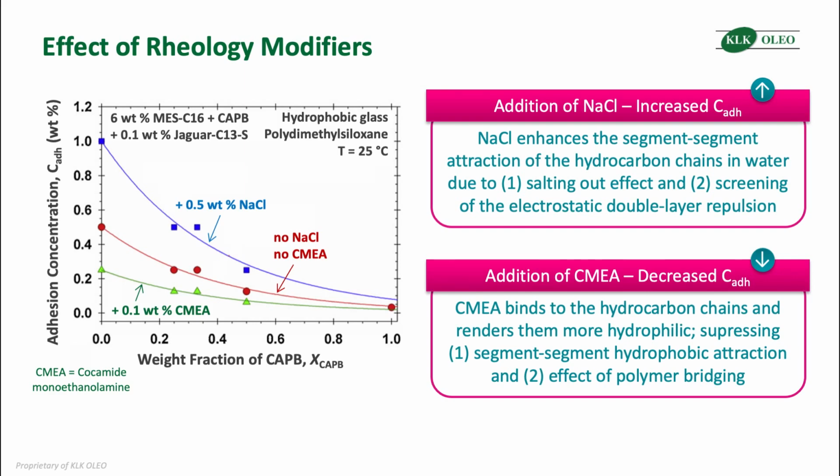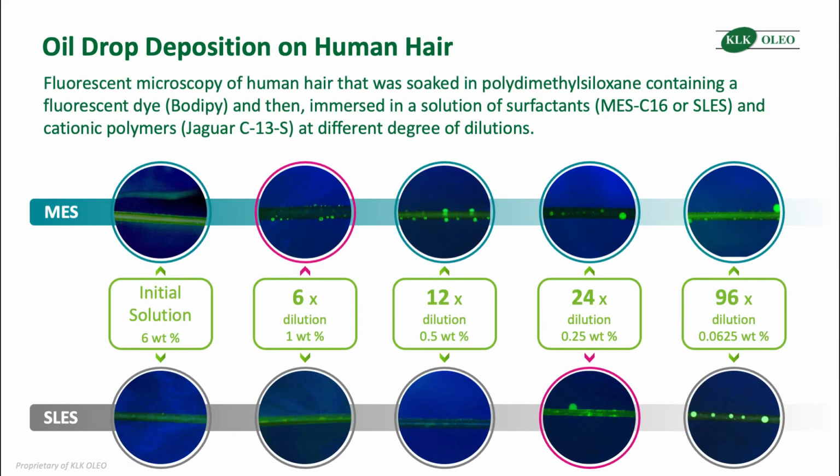So formulators can consider using sodium chloride instead of CMEA to modify the rheology profile of MES-based surfactant system, as sodium chloride can enhance oil drop deposition, while CMEA had the opposite effect. We have also conducted some comparative experiments using human hair.